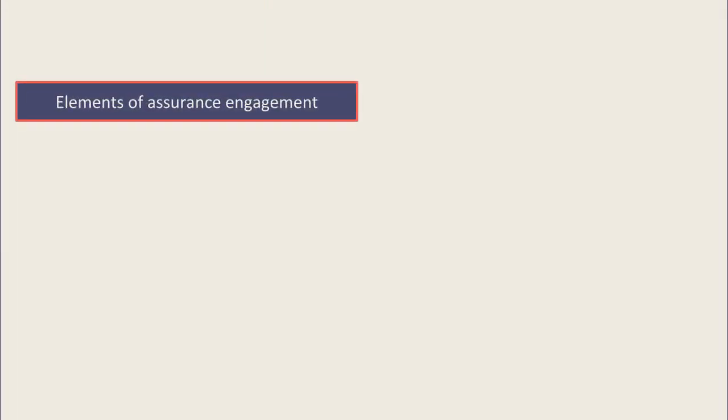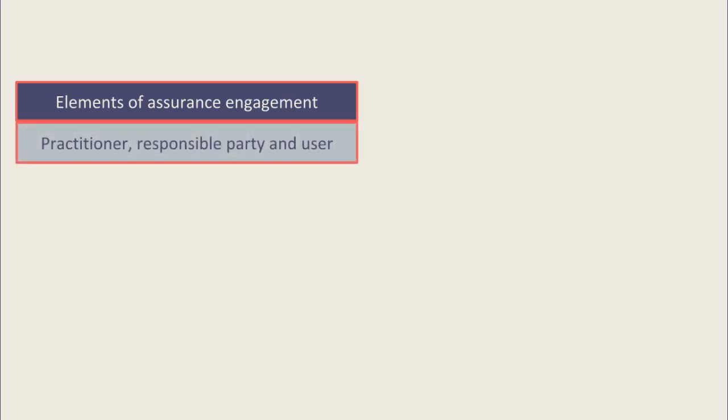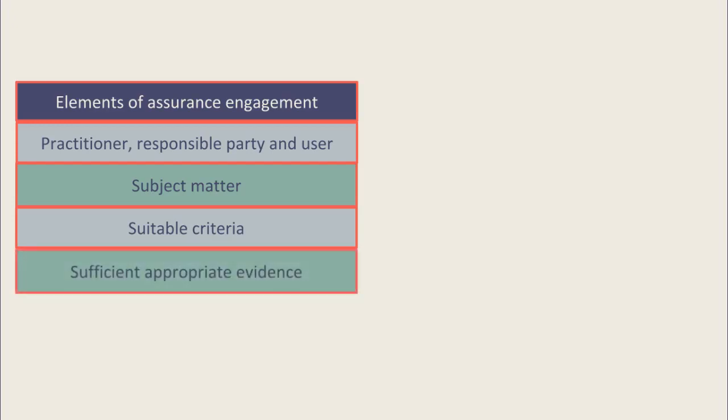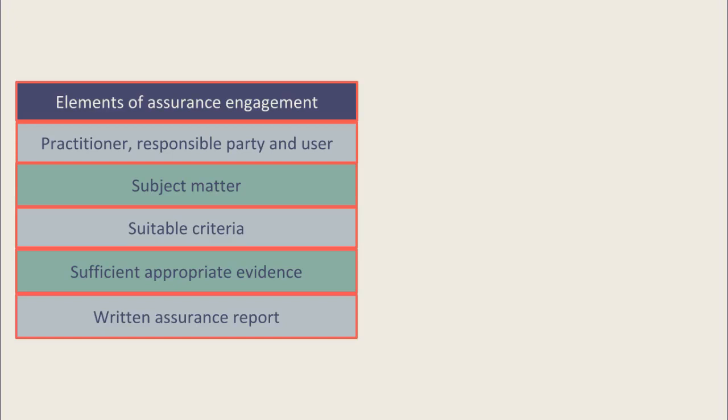There are 5 elements of any assurance engagement. The 3 parties involved: the practitioner, the responsible party and the user. The subject matter. A suitable criteria against which the subject matter is evaluated. Sufficient appropriate evidence. And a written assurance report.